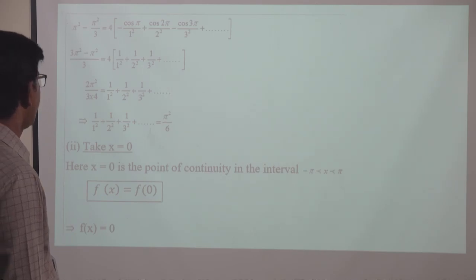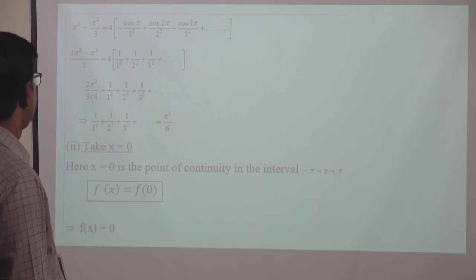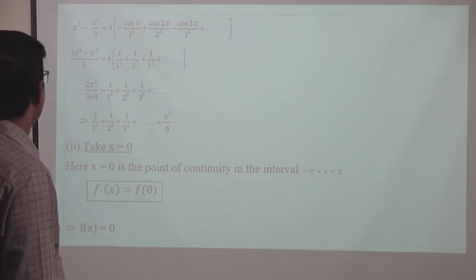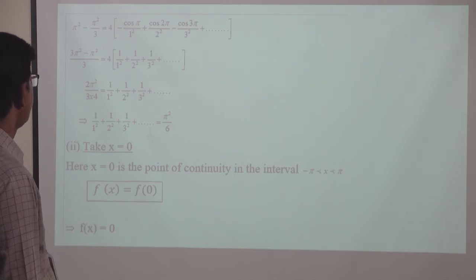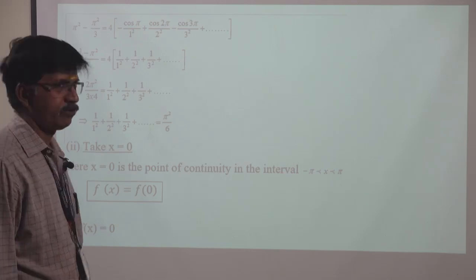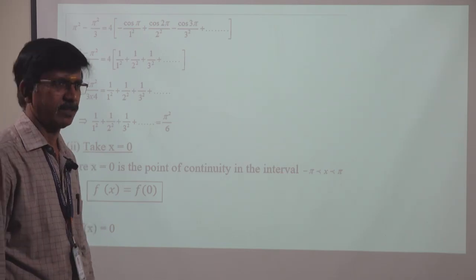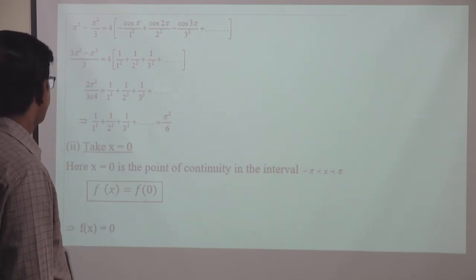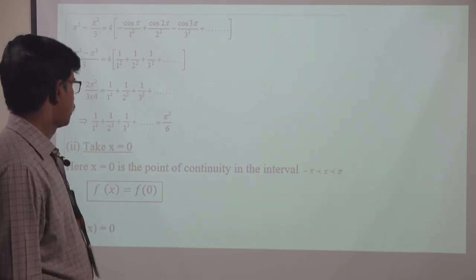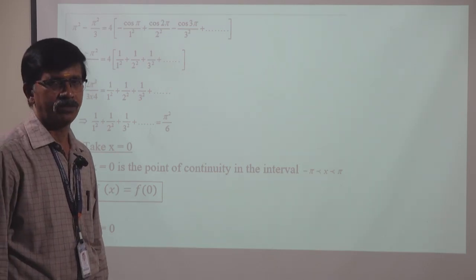Therefore if we take the LCM in the left hand side, it will be 3 pi square minus pi square by 3, that is equal to 4 into 1 by 1 square plus 1 by 2 square plus 1 by 3 square etc. If we simplify the left hand side terms, we will get the result as 2 pi square by 3 into 4, that is equal to 1 by 1 square plus 1 by 2 square plus 1 by 3 square etc. Therefore the final result of section number 1, that is the reduction part, is 1 by 1 square plus 1 by 2 square plus 1 by 3 square plus etc. is equal to pi square by 6. So we have got the result for section number 1.